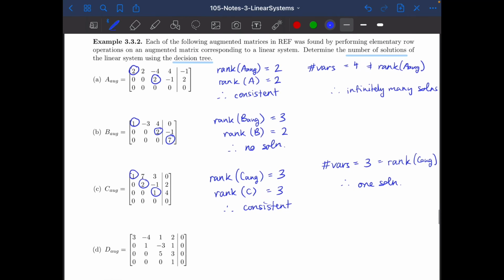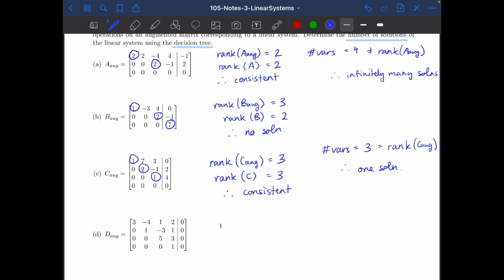Let's look at part D. Again, we want to find the rank of the augmented matrix. What is the number of leading entries? 1, 2, 3, 4. There are 4 leading entries, so the rank of the augmented matrix is 4. And the rank of the coefficient matrix is also 4 in this case. Therefore, again, immediately we know that the linear system is consistent.